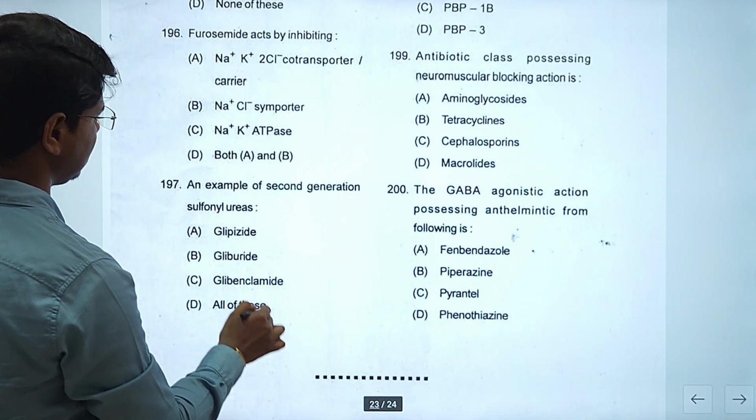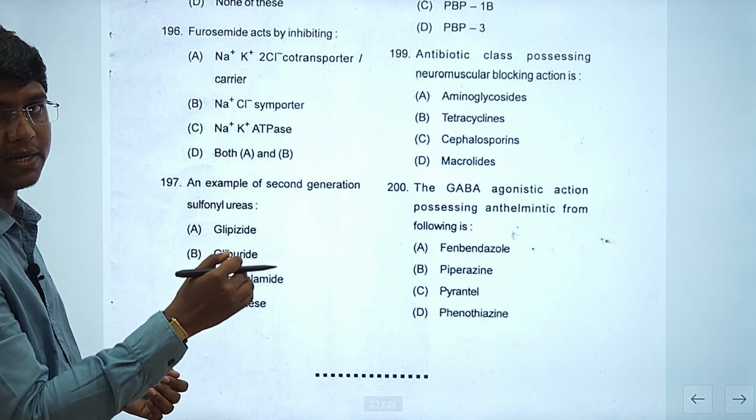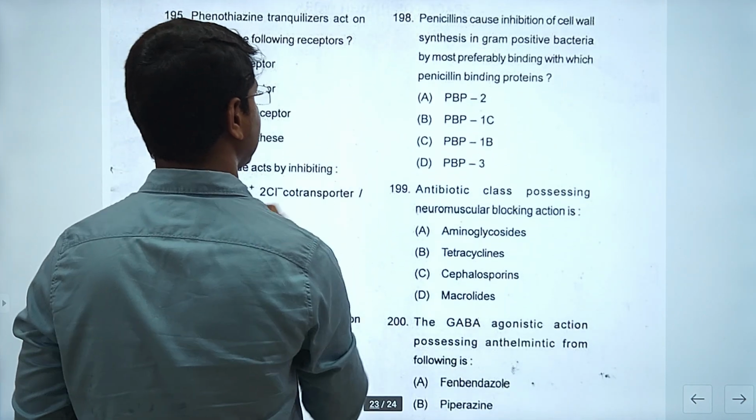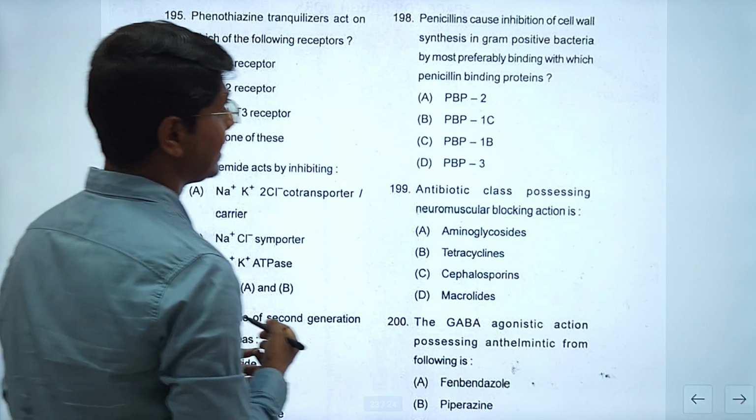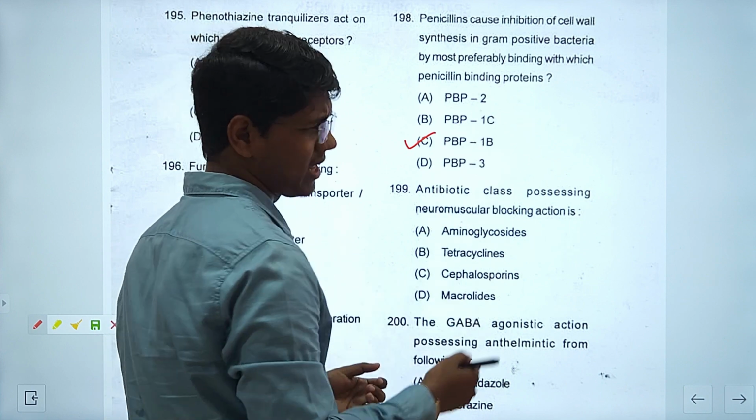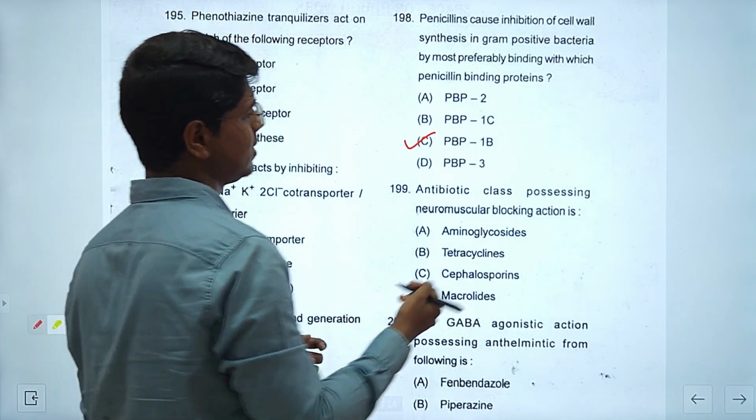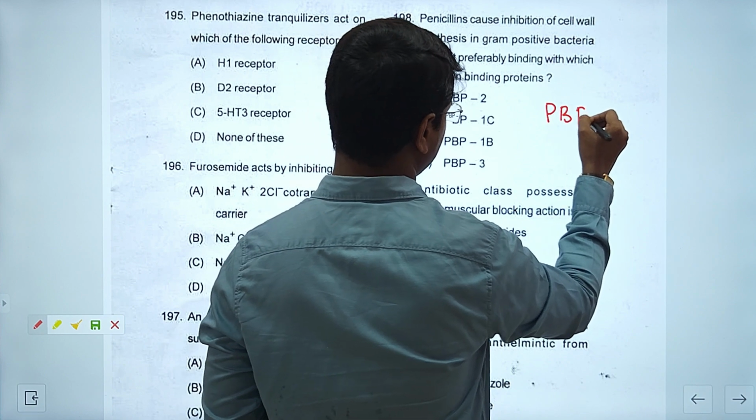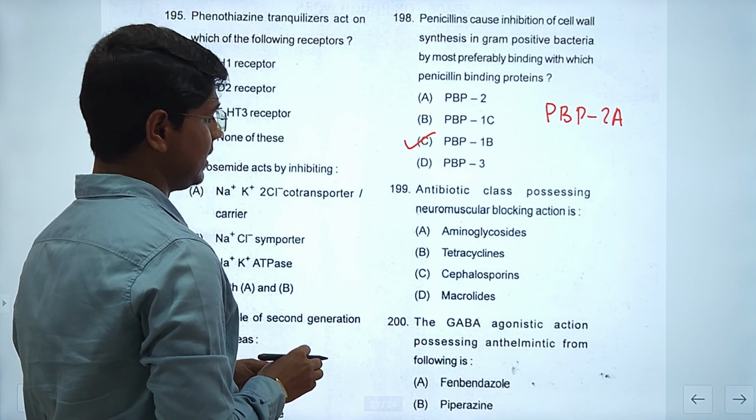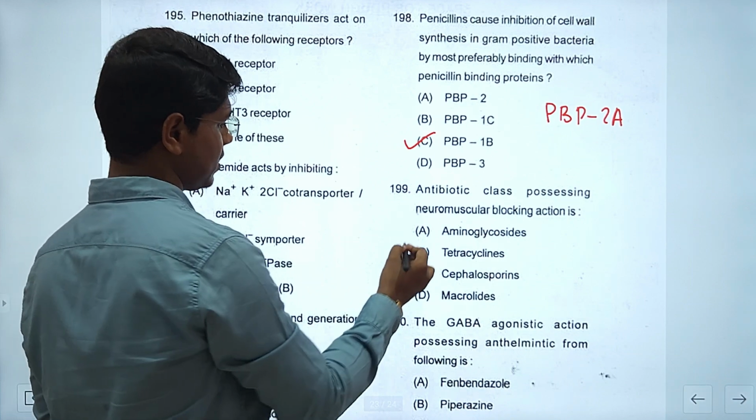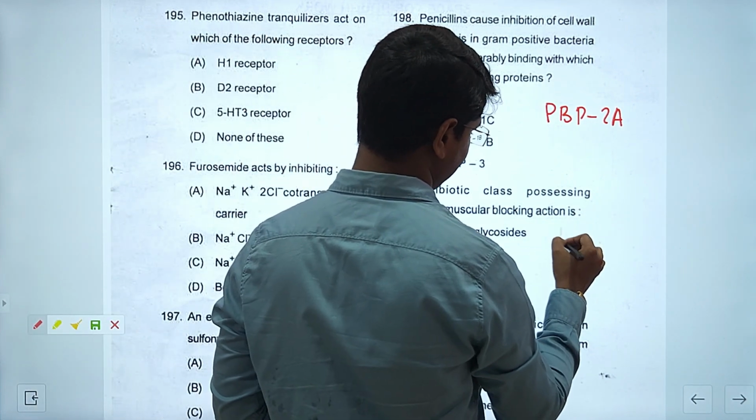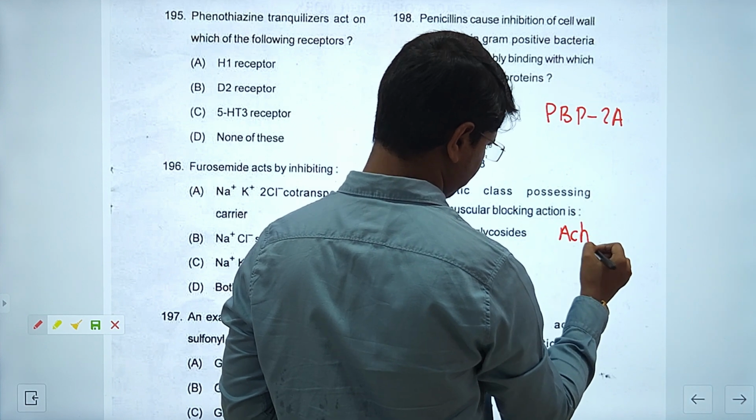They are used to treat non-insulin dependent diabetes mellitus. Okay. Penicillin cause inhibition of cell wall synthesis in gram-positive bacteria by most probably binding with PBP1B. Okay, there are different class of protein, penicillin binding proteins. There is another which you should remember, PBP2A. It is associated with resistance. Antibiotic class possessing neuromuscular blocking action is aminoglycoside. Some research papers also show that aminoglycoside has some neuromuscular blocking property due to interference with the acetylcholine release.